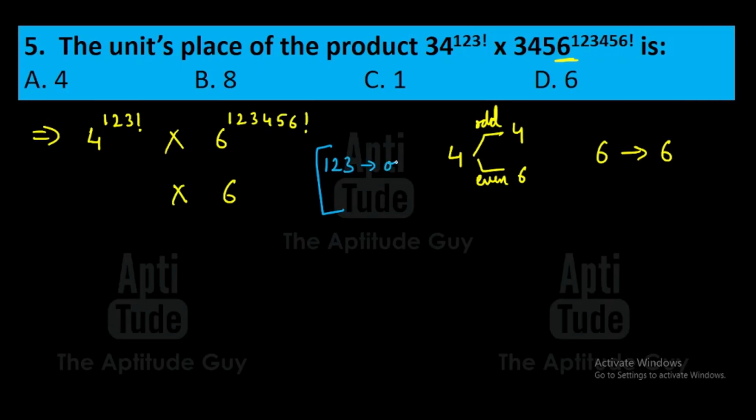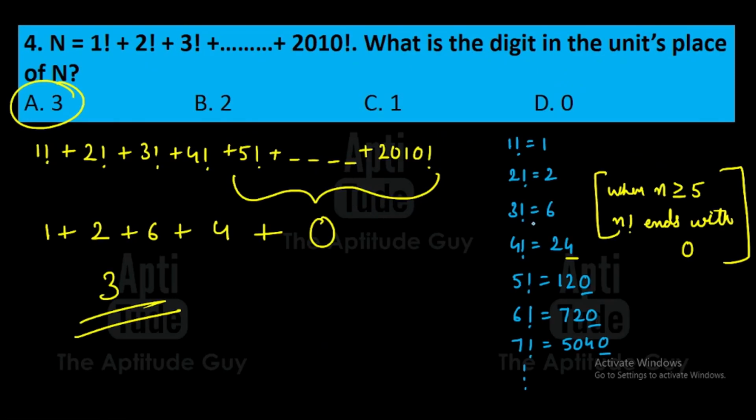123 is an odd number. Yes, but this is not 123. This is 123 factorial. 123 factorial is an even number. Be very careful with it. Okay? In fact, I'll tell you something even more crazy. Actually speaking, starting from 2 factorial, every factorial is an even number. Look at it. 2 factorial is 2, 3 factorial is 6, 4 factorial is 24, and after that obviously they are all even.